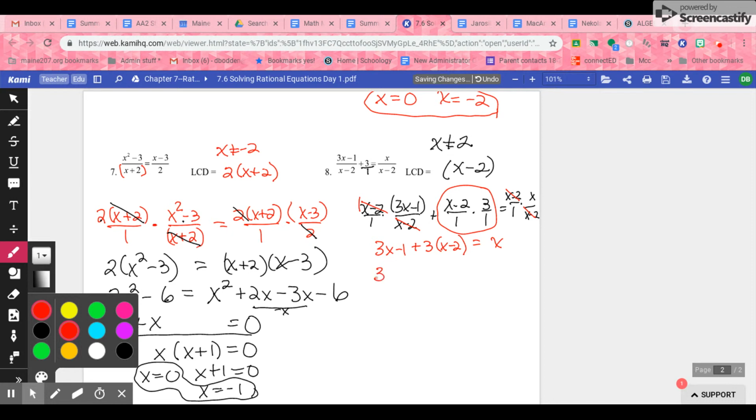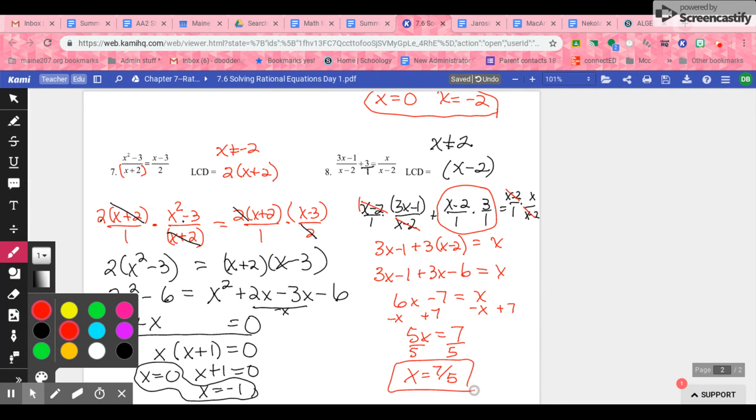Now we can work out our solution. All right, I'm going to subtract this x from both sides, and I'm going to add 7 to both sides. Divide both sides by 5. X equals 7/5.